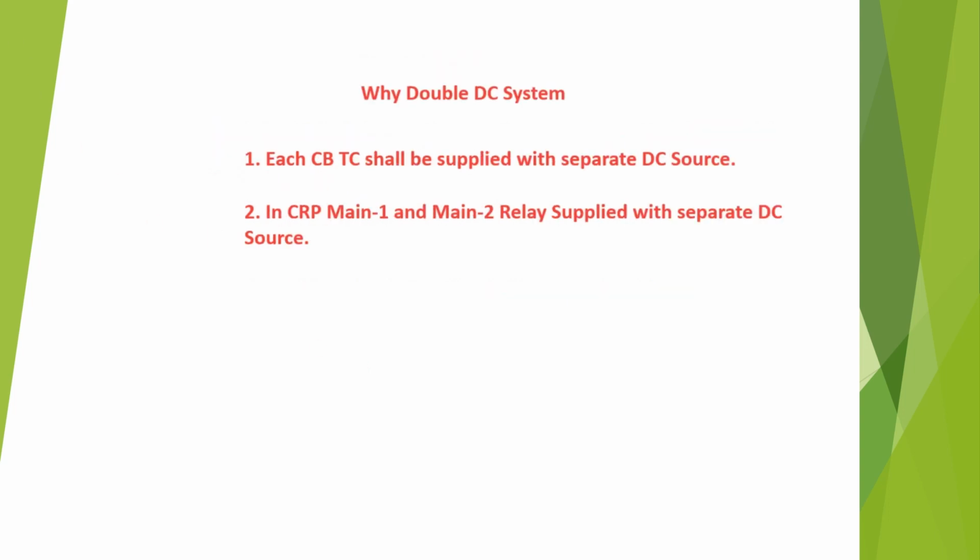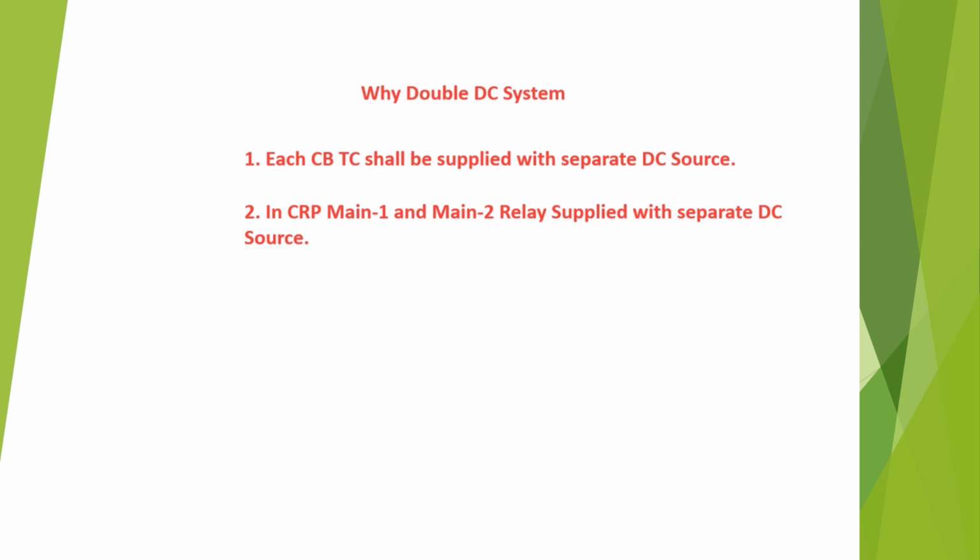So why is double DC source used in a substation? Double DC source is used in a substation for redundancy purposes. For example, in the case of a circuit breaker, there exist two trip coils, and each trip coil is supplied from a separate DC source. The failure of either of the trip coils or either of the DC sources will not impact the operation of the circuit breaker under fault condition.